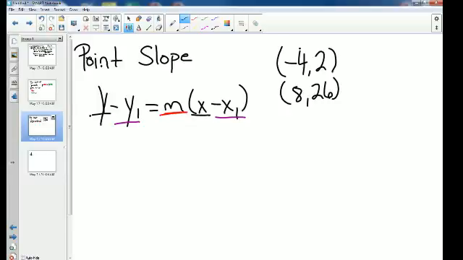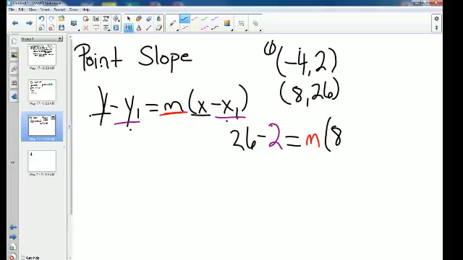For this one, we're going to label (-4, 2) as our 1. That means it's going to be our x1 and our y1, and this is going to be our other one, because it makes it so much easier in the future. So you're going to have 26 minus 2 is equivalent to our slope, which we don't know yet, so we're just going to put m, and then our x is going to be 8.